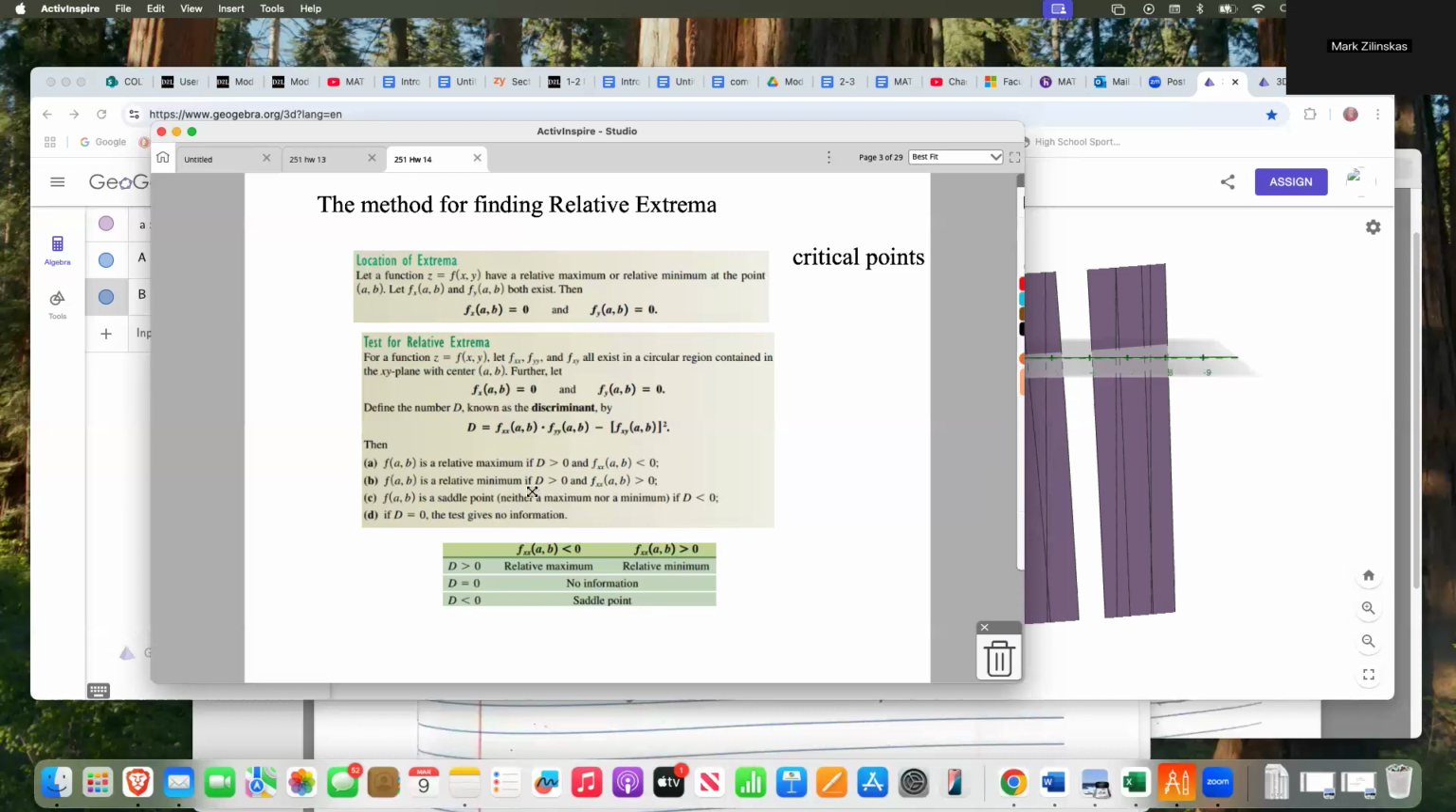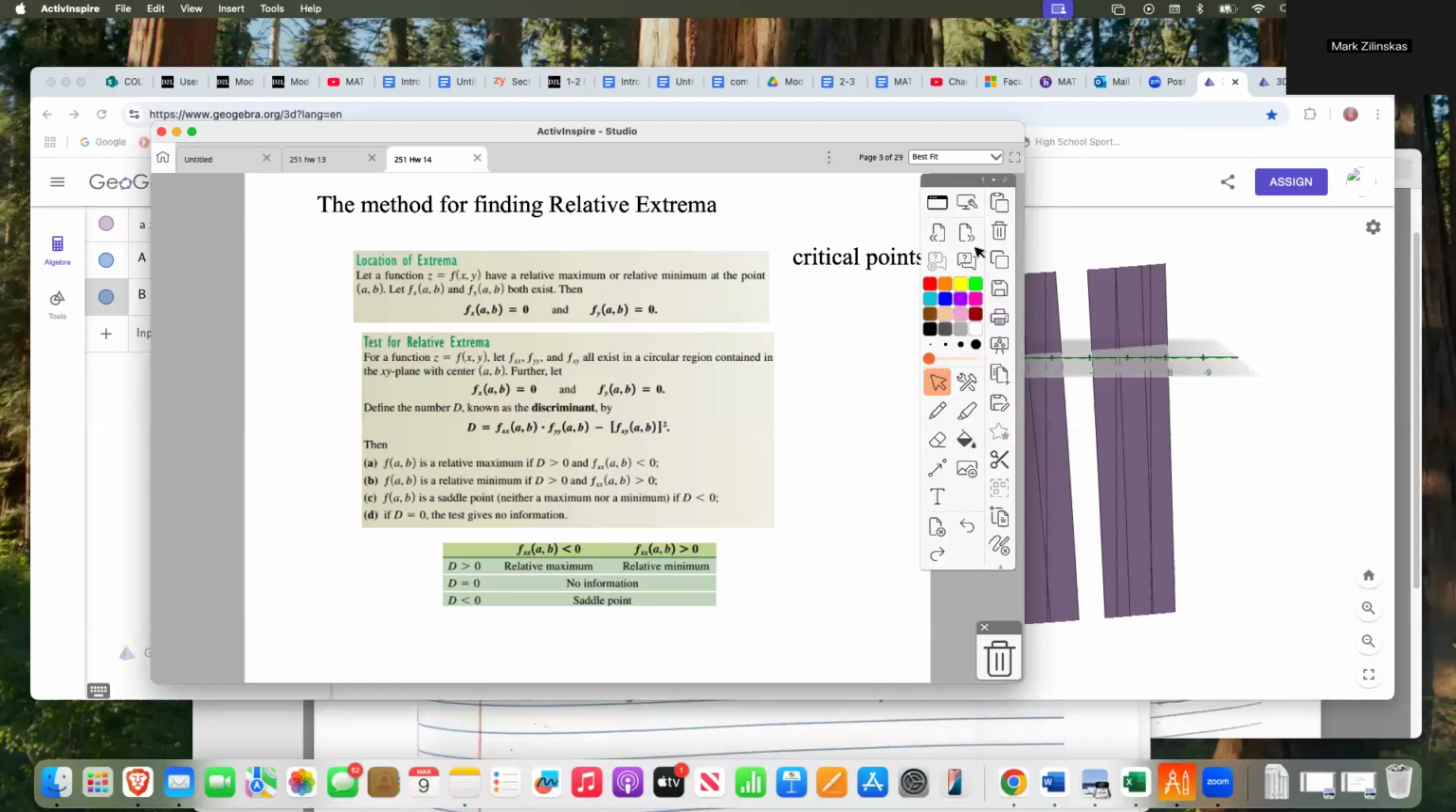Now, we can have a saddle point if the discriminant is less than zero, okay? So we would stop and not evaluate the second partial if the discriminant turned out to be less than zero. And if it's equal to zero, then the test gives no information, and we have to rely on the graph or some other method, which we're not going to discuss. So I'm going to give you examples of finding a maximum or a minimum, and then saddle points, and then we'll see what happens after that.